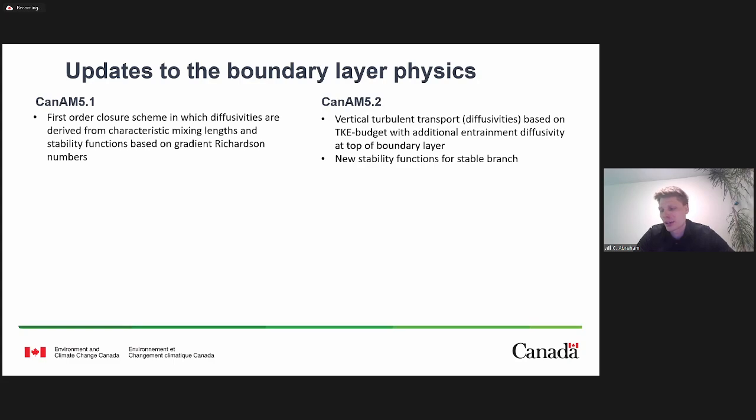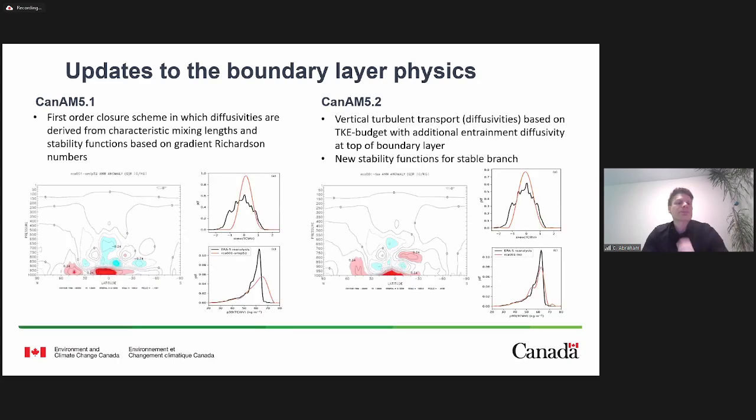which means that we model an equilibrium between the shear production of turbulence and the buoyancy destruction of turbulence. We also introduced some extra entrainment diffusivities at the top of the boundary layer, as our model was usually not sufficiently diffusive in the vertical. And we also included new stability functions for the stable branch of the relationships.